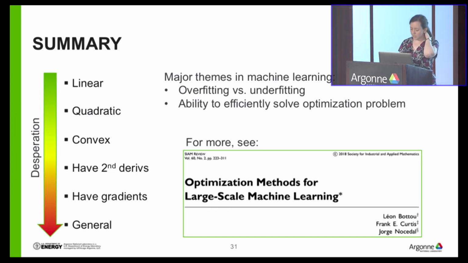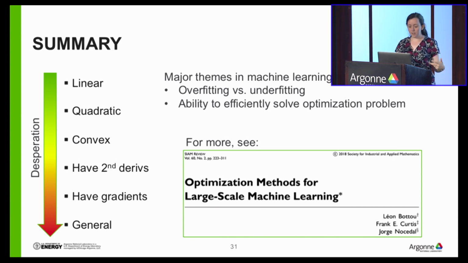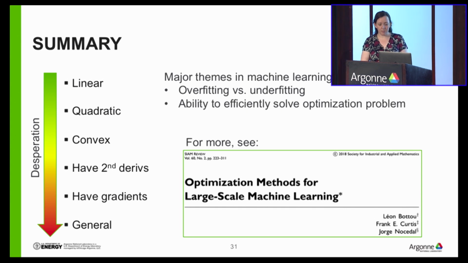So to summarize, we have these different kinds of optimization that get increasingly difficult, and you have less convenient methods to use. Some big themes to always remember in machine learning are the trade-off between overfitting and underfitting, and that you're trying to set up your problems so that you can do the optimization efficiently. If you want to go more in depth mathematically, there's a recent review paper on optimization methods for large-scale machine learning. It's something like 88 pages long, and a lot of it is about variance of gradient descent.